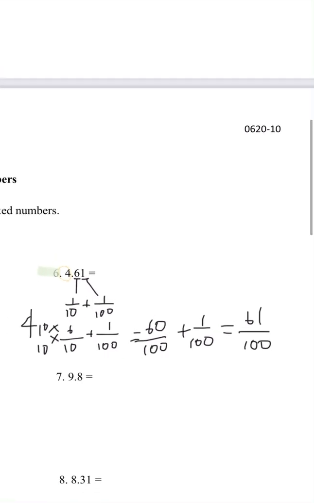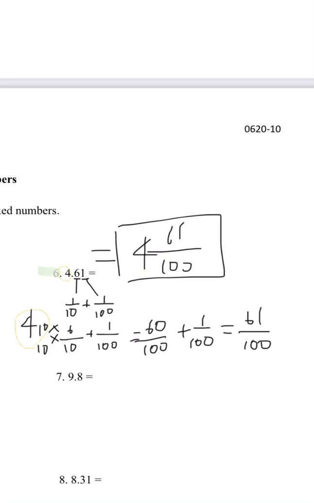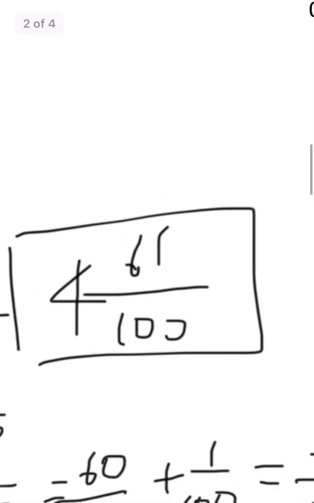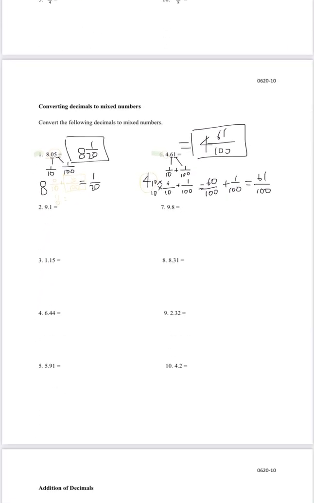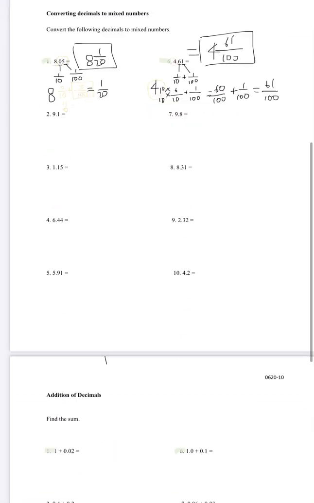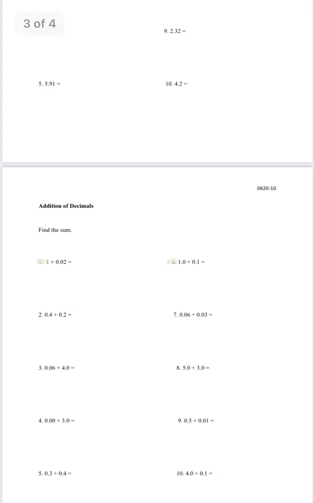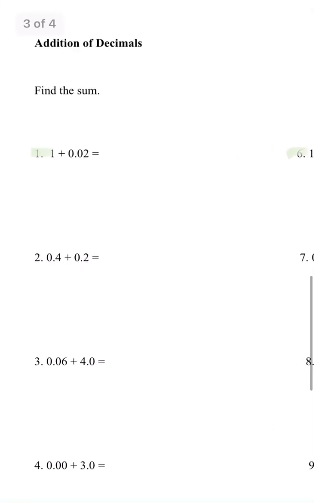So our final answer is 4 and 61 over 100. Okay? So go ahead and finish this page, and then let's move on to the next page. Addition of decimals. Hopefully this isn't anything new to you guys.